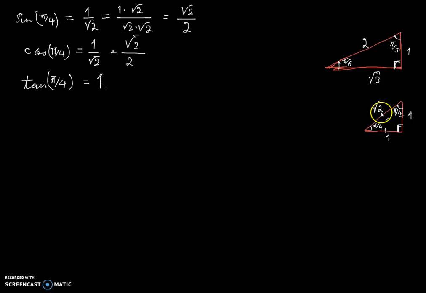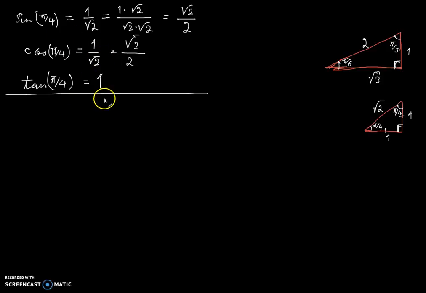So if you have this pi by 4 over here, tan pi by 4 would be opposite by adjacent. So it would be opposite, which is 1, divided by adjacent, which is 1, which is basically 1. And so this is pi by 4, 45 degrees.